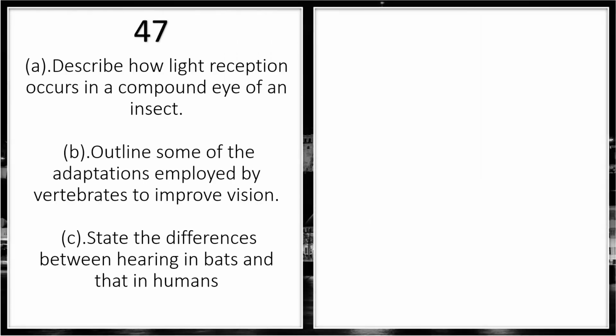Question 47. Part A. Describe how light reception occurs in a compound eye of an insect. Part B. Outline some adaptations employed by vertebrates to improve vision. Part C. State the differences between hearing in birds and that in humans.